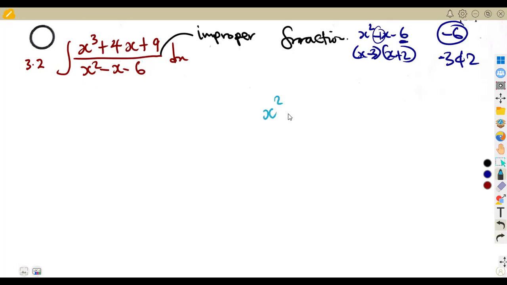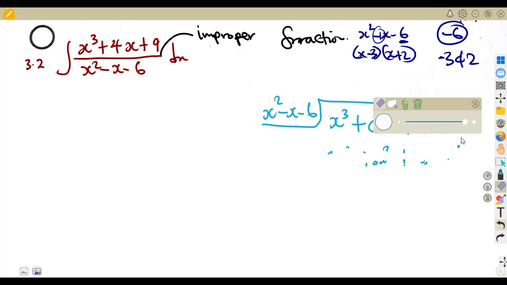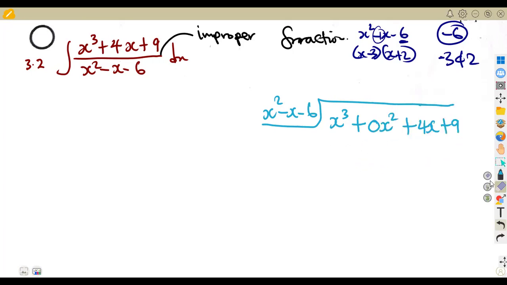x squared minus x minus 6 into the numerator, which is x cubed. We do not have x squared, so you can write it as 0x squared, then x plus 4x plus 9. Here we are just writing the format ax cubed plus bx squared plus cx plus d, the format of a cubic expression. It's not a must for you to write that 0.